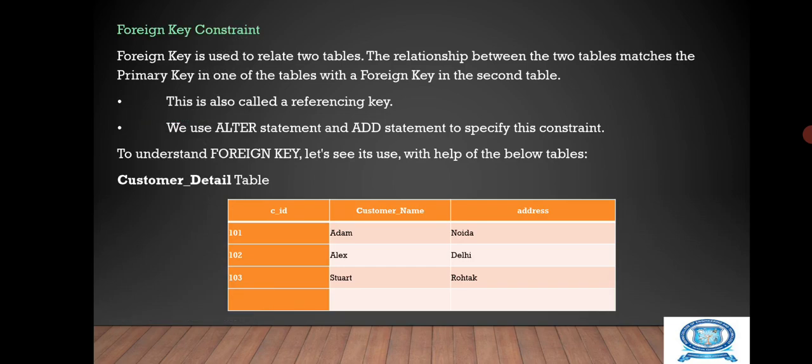Foreign key constraint. It is used to relate two tables, and the relationship between the two tables matches the primary key in one of the tables with a foreign key in the second table. So this is also called a referencing key. We use the alter statement and add statement to specify this constraint. To understand the foreign key, let us see its use with the help of the below tables.